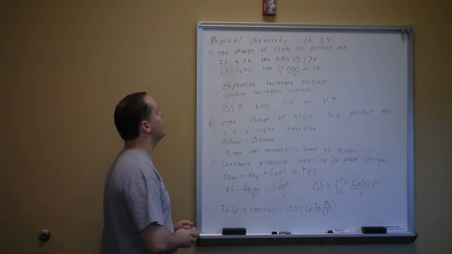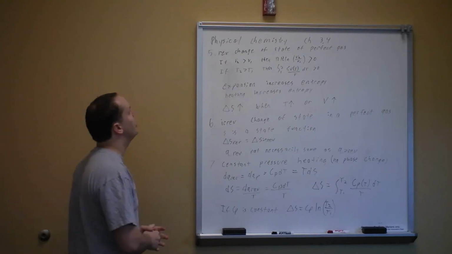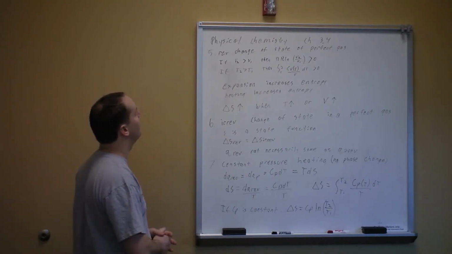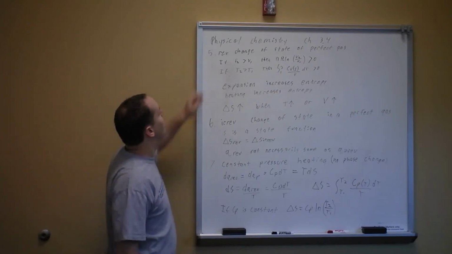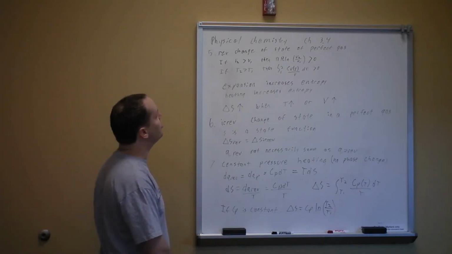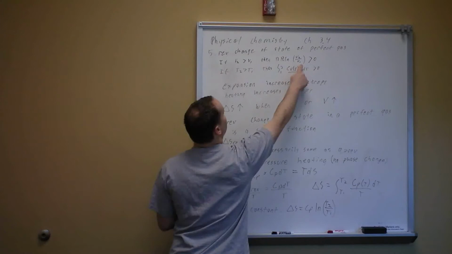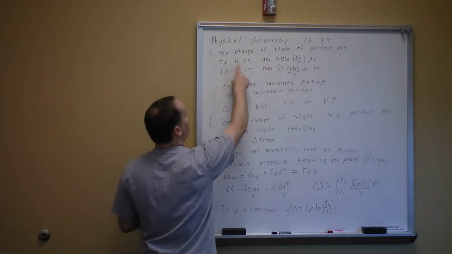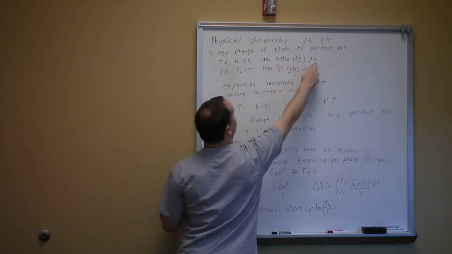Continuing on physical chemistry, chapter 3, section 4, we're talking about different ways to calculate the change in entropy for a process. So number 5, we already showed the formula for a reversible change of state for a perfect gas. We got two terms. One was nR natural log of V2 over V1. If V2 is greater than V1, meaning the system is expanding, then this term is going to be greater than 0.